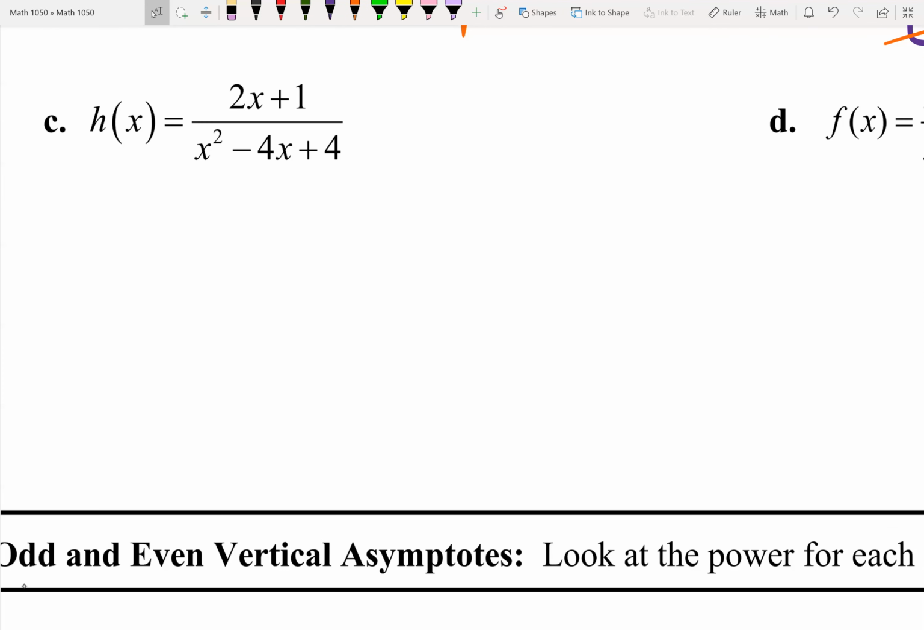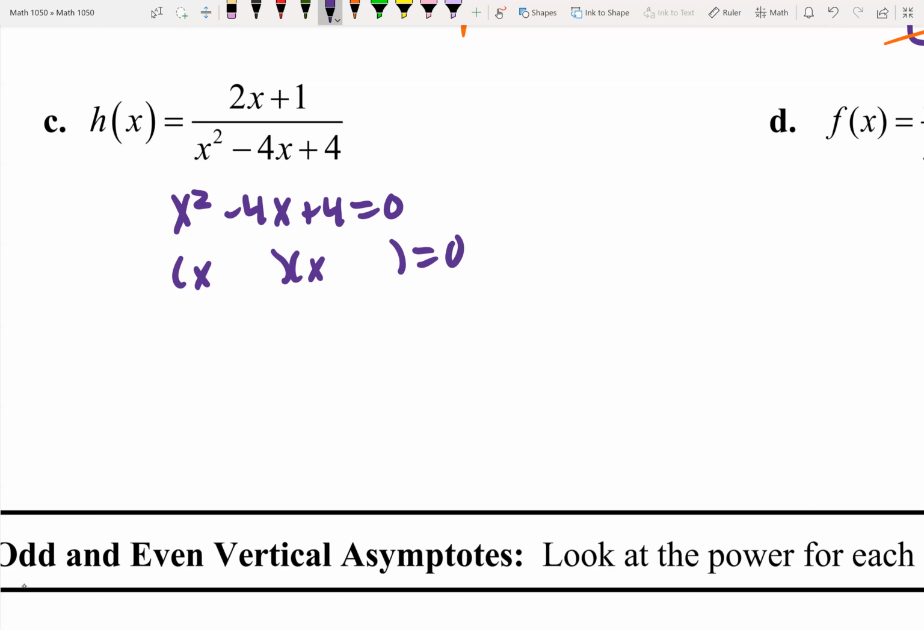Question C, vertical asymptote. I'm going to ask you, where does a vertical asymptote come from? Everybody in the room is going to say bottom, or denominator. Okay, so everybody go x squared minus 4x plus 4 equals 0. Then you're going to factor (x)(x). Signs are the same, they're both negative. -2 and -2 multiply to give me 4 and add to give me -4. This guy right here gives me x equals 2. This guy also gives me x equals 2.